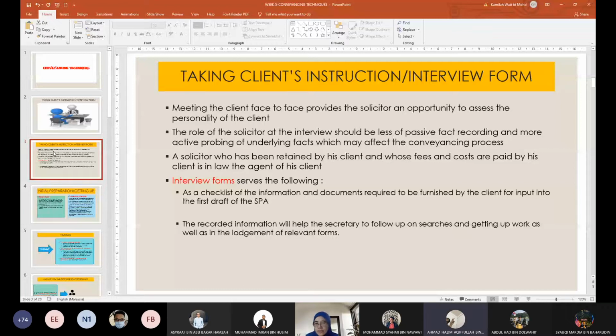Faham. Tapi kalau kita ni lawyer, ada seorang klien datang ke office kita nak berjual beli property, apa yang kita kena tengok dulu?